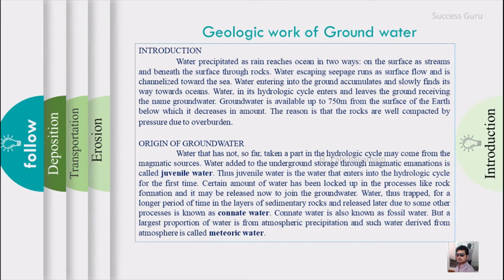So the groundwater originates in three different ways. One is the juvenile water, which is from the magmatic emanation, that is also new water. The connate water, that is water trapped in the sediment during its diagenesis and lithification process, is also called the fossil water. And thirdly, the majority amount of water reaching the groundwater is the meteoric water, sometimes referred to as rain or precipitation.